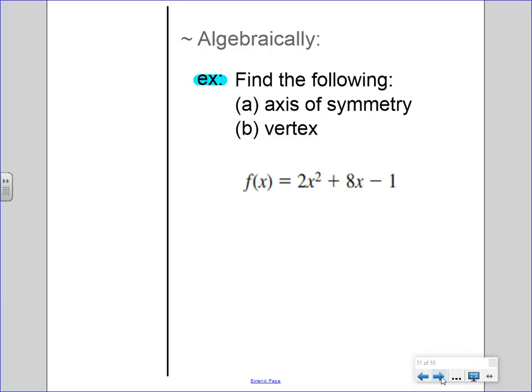All right, one algebra example. We want to find the axis of symmetry and the vertex. Could we make a table, graph it, then look at it? Yeah. But could we use the formula tricks to try to do it faster? Yes.